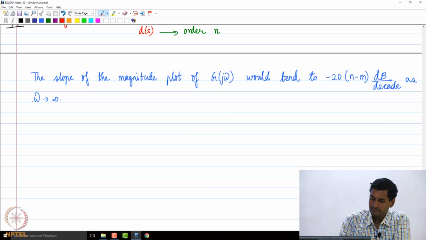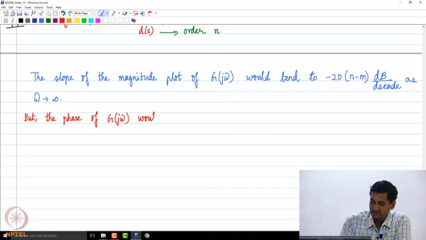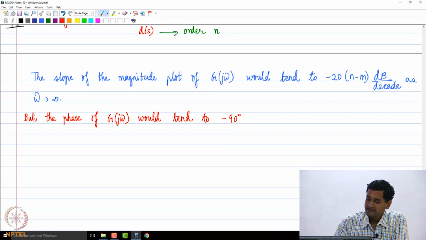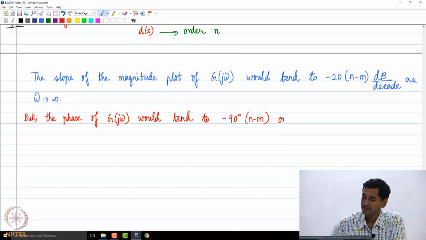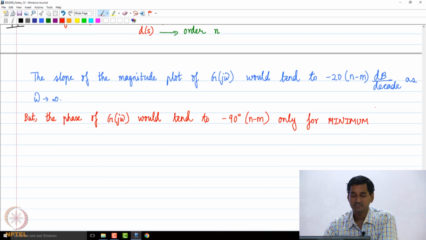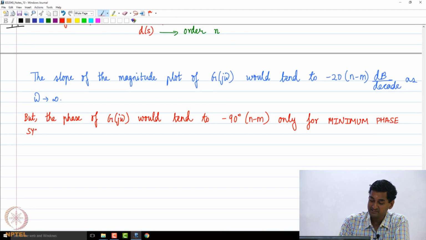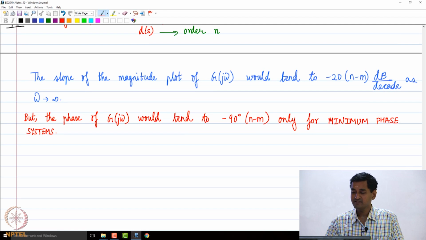But the phase of G(j omega) would tend to minus 90 degrees times (n minus m) only for minimum phase systems. This is an important distinguishing feature. Only for minimum phase systems would we have the phase of the sinusoidal transfer function tending to minus 90 degrees times (n minus m).